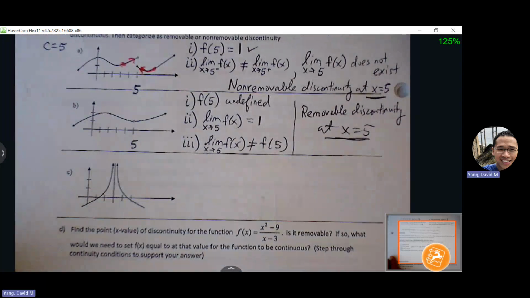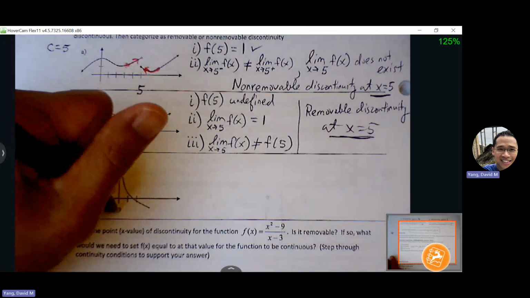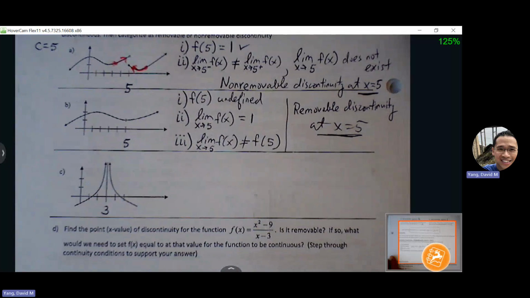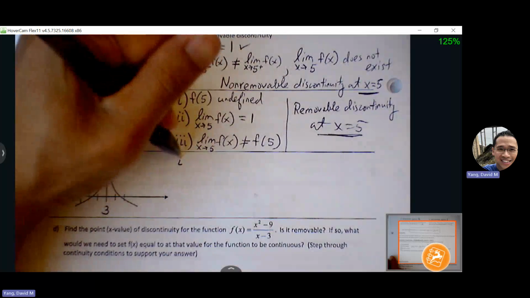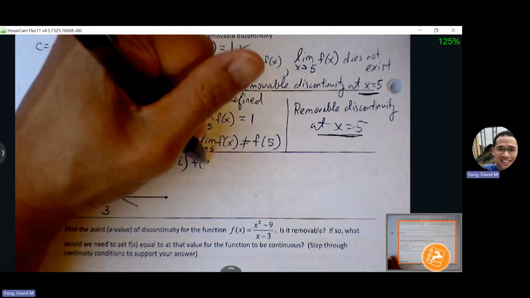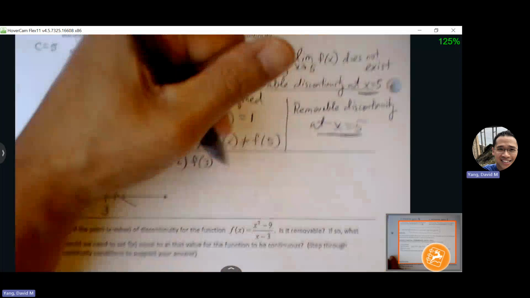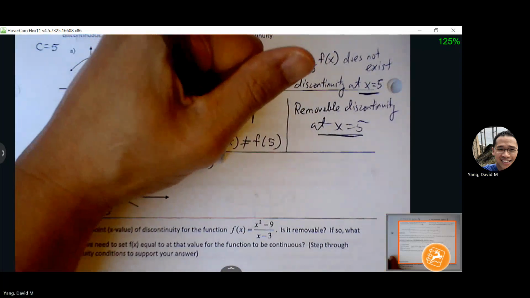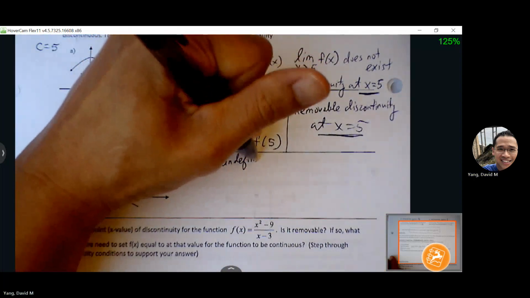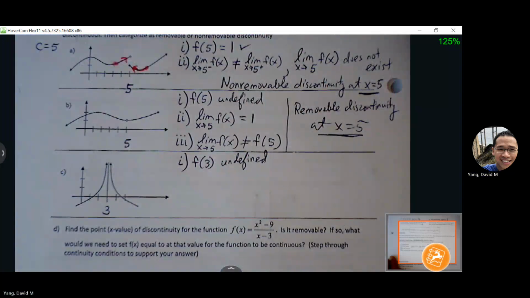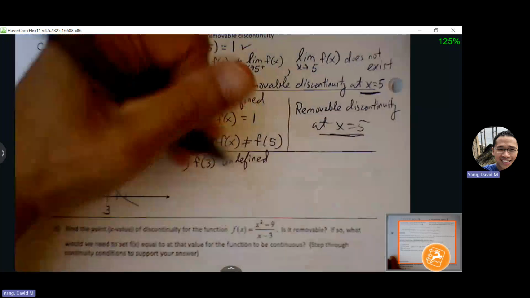All right, third scenario. The point in question is at 3. We can tell that there's a vertical asymptote there. So let's go through our conditions. f of 3. What can we say about f of 3? Defined or undefined? Undefined. There's a vertical asymptote there. There's no point. So we already know the function is not continuous, but we want the category. So we're going to keep going.